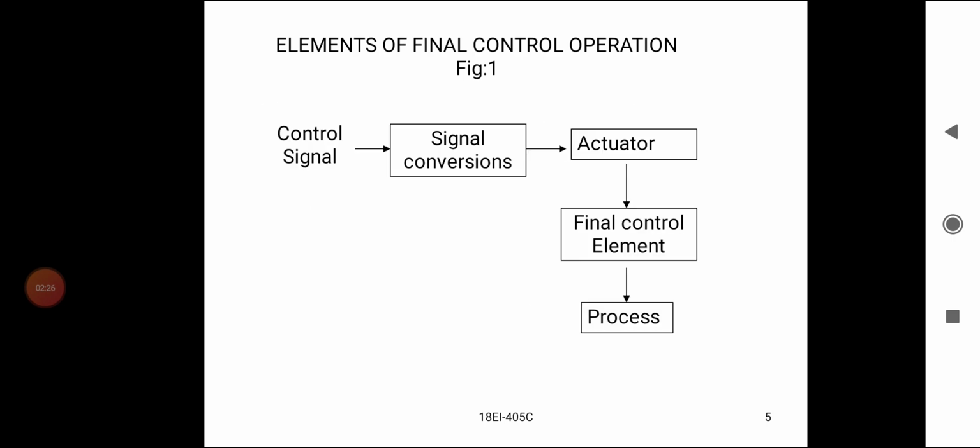The elements of final control operation you can see in the slide. The block diagram consists of signal conversion, actuator, final control element, and process. First, the control signal generated by the process controller is given to the signal conversion system. The signal conversion system converts the control signal into a useful signal to work on the actuator.